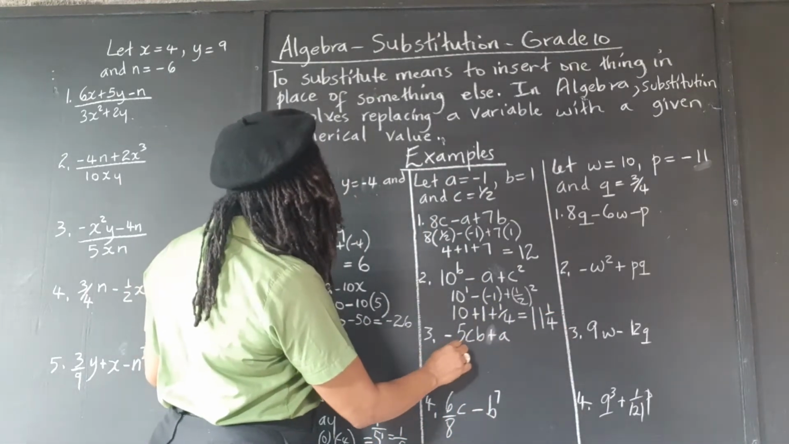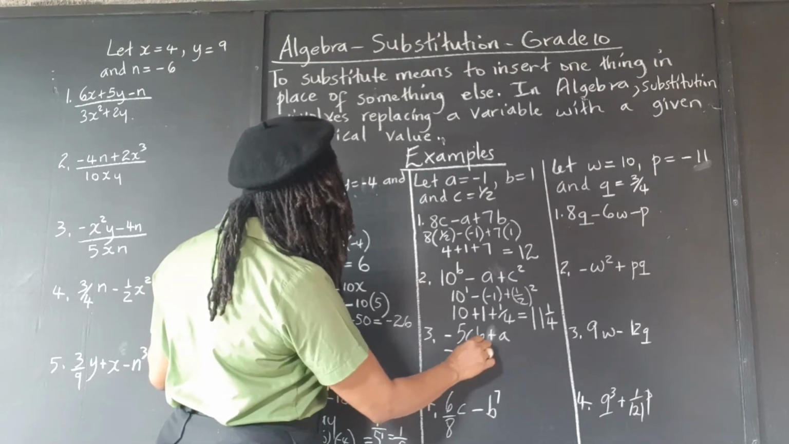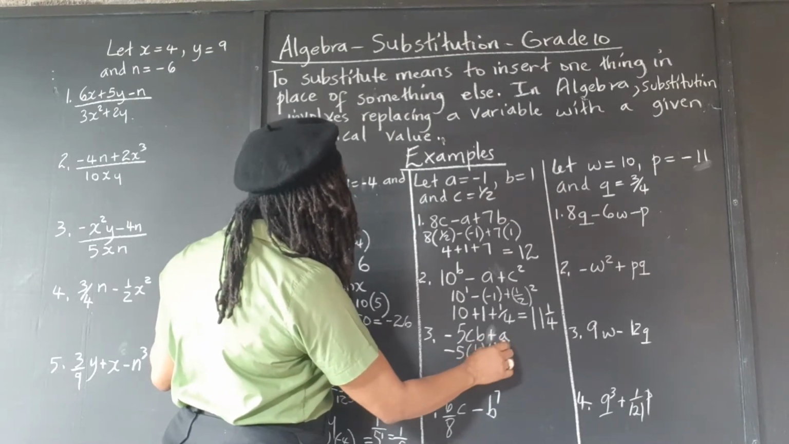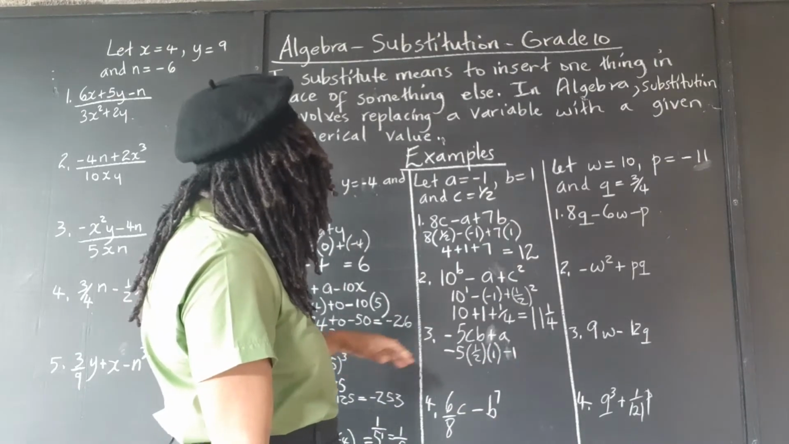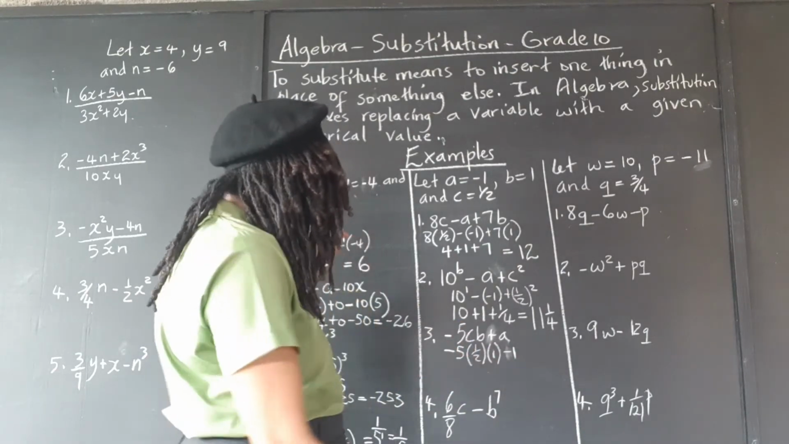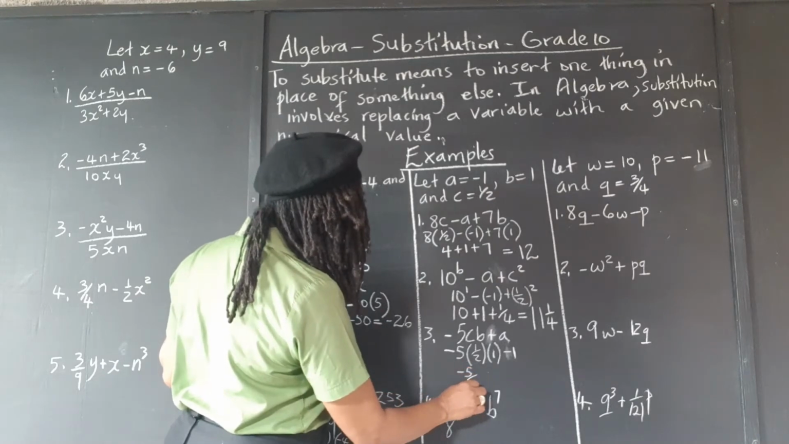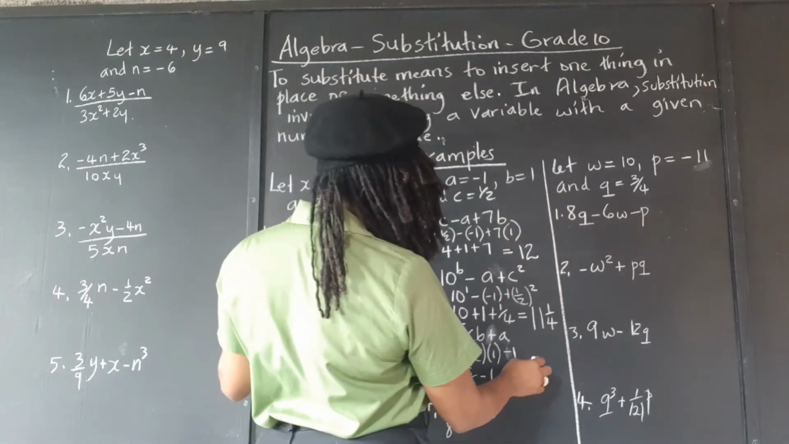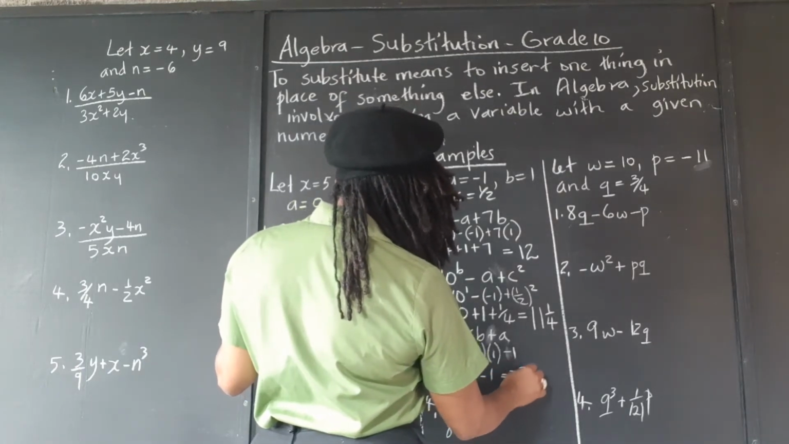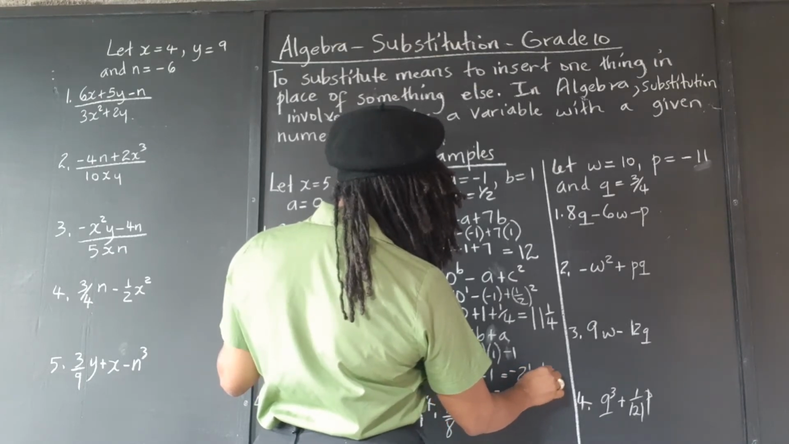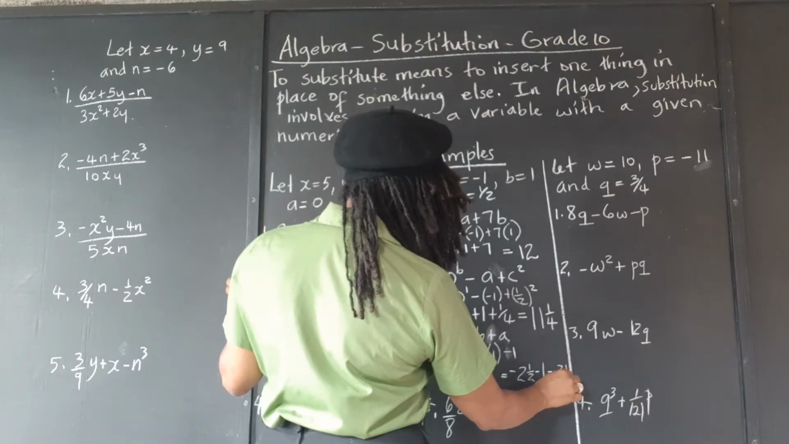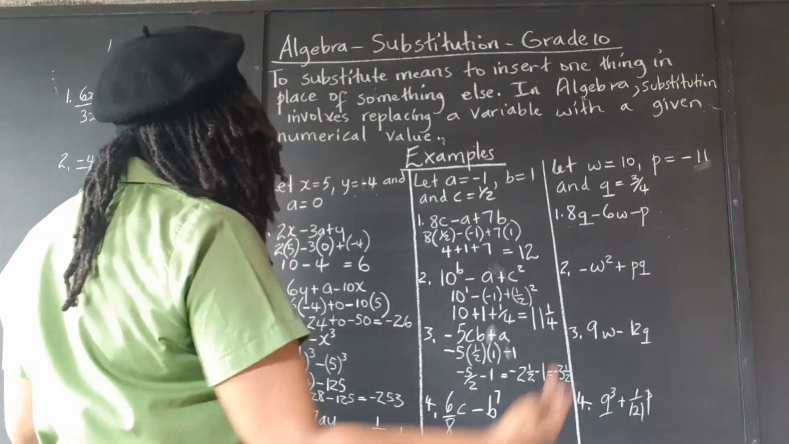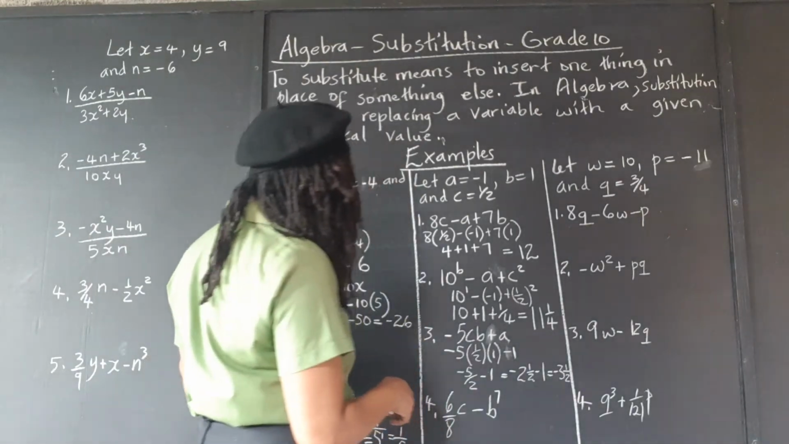Alright, so negative 5, C is a half. Negative 5 times a half times 1 plus negative 1. So we can just put that. Alright, we know that a half times 1 is a half. And negative 5 times a half is negative 5 halves minus 1. So that's negative 2.5 minus 1, that's negative 3.5. Okay? Negative 2.5 minus 1, negative 3.5.